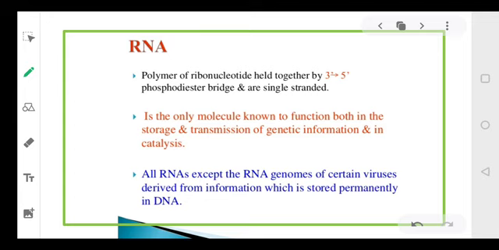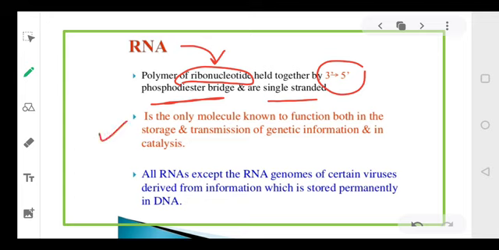Now talking about RNA. Let's talk about RNA first. What is RNA? Some features of RNA. RNA basically is also a polymer of ribonucleotides. If you remember, DNA is a polymer of deoxyribonucleotides, while RNA is a polymer of ribonucleotides. Polymer means it has a repeating unit. RNA is made up of units of ribonucleotides, held together by phosphodiester bond. It is single stranded, and the direction of bonding is from 3' to 5'.